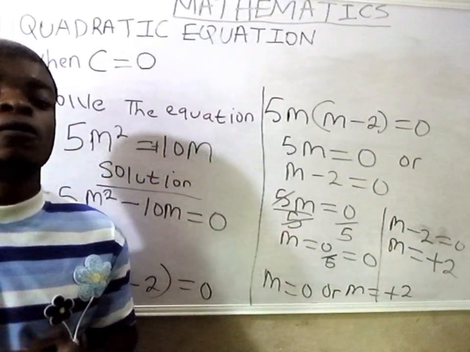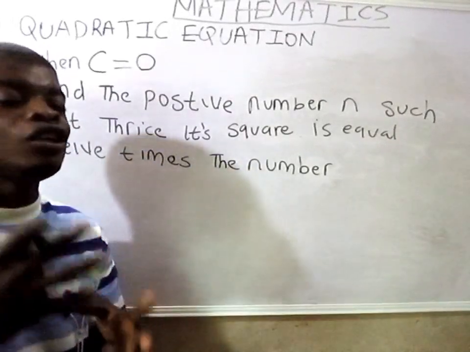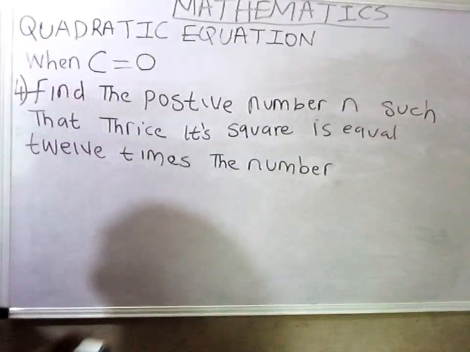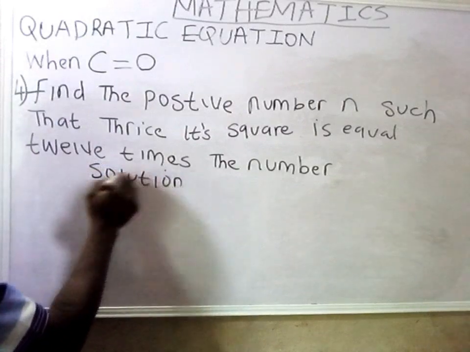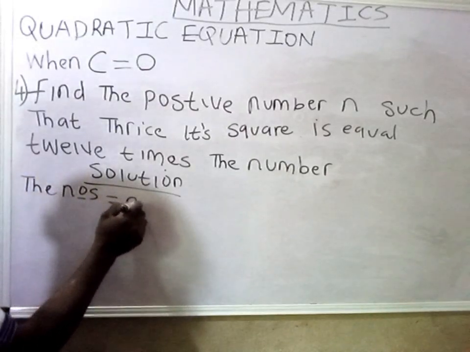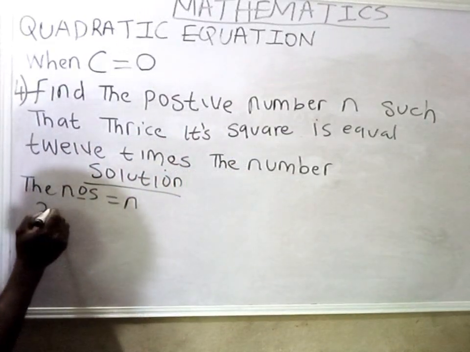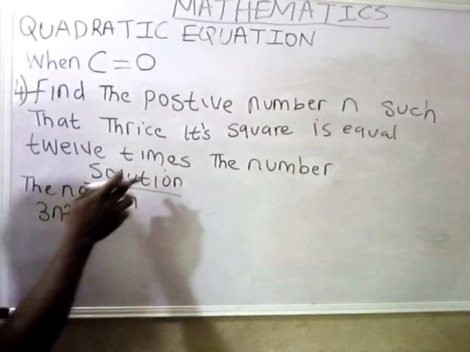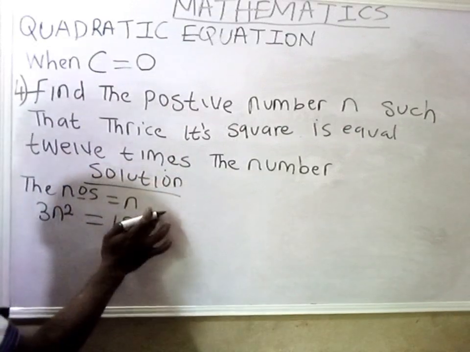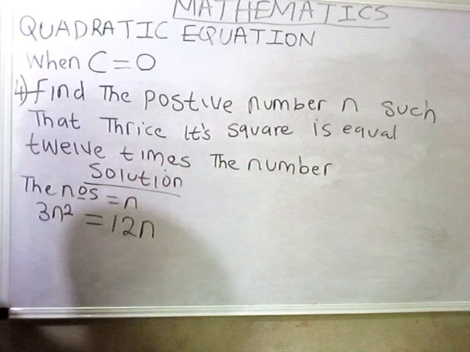Let's take question 4. In this question 4, we are not given the equation, we are given a note. So you have to interpret the sentence to derive the equation. First of all, we have the solution. We have: find the positive number n, such that 3 times its square equals 12 times the number. The number is n, so 3 times its square means 3n squared, and the next statement says it equals 12 times the number, which is 12n. So we have derived the equation from the statement given above.